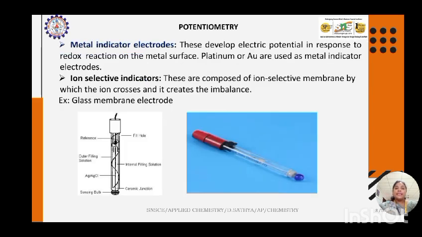In the metal indicator electrode, the electric potential developed is due to a redox reaction on the metal surface. Platinum or gold electrodes are used as metal indicator electrodes. The ion selective electrodes are composed of an ion selective membrane through which the ion crosses and creates an imbalance. For example, the glass membrane electrode. These electrodes we use in our chemistry laboratory.